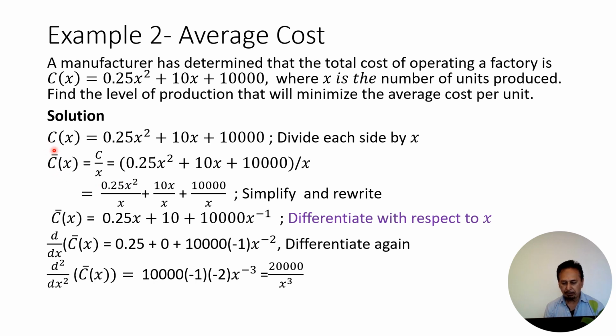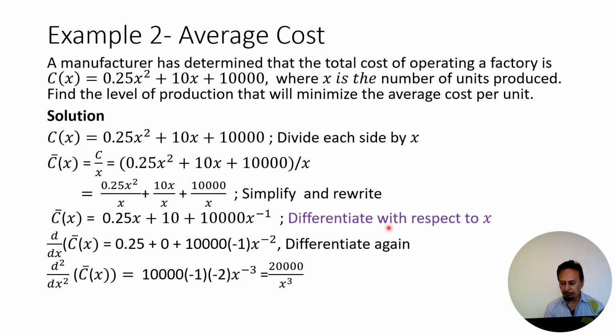So we start with this equation, C of x equals 0.25x squared plus 10x plus 10,000. So we divide by x to find the unit cost, the average cost per unit. So the average cost is C of x divided by x. So we divide the whole thing by x. Now we divide individually. So we have 0.25x squared over x plus 10x over x plus 10,000 over x. Simplify. So we have an average unit cost of 0.25x plus 10 plus 10,000 times, you move the x to the top, x to the minus 1.